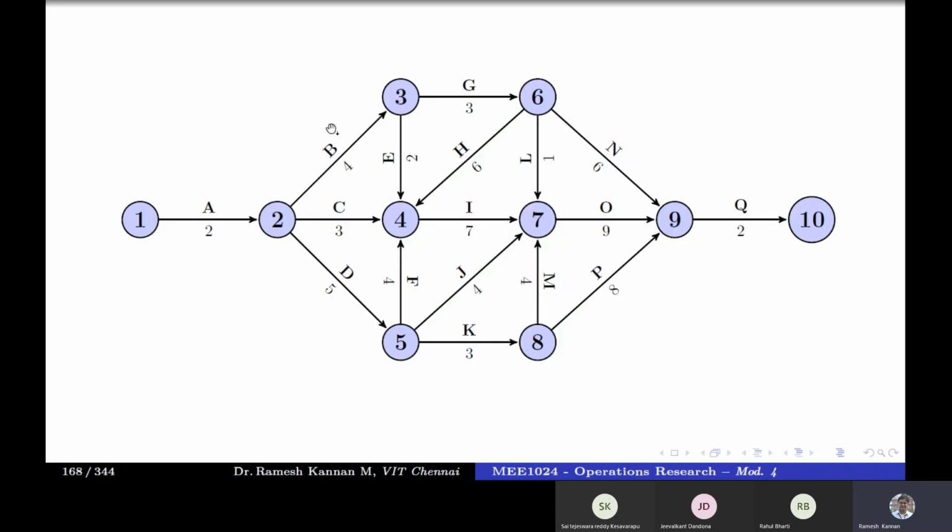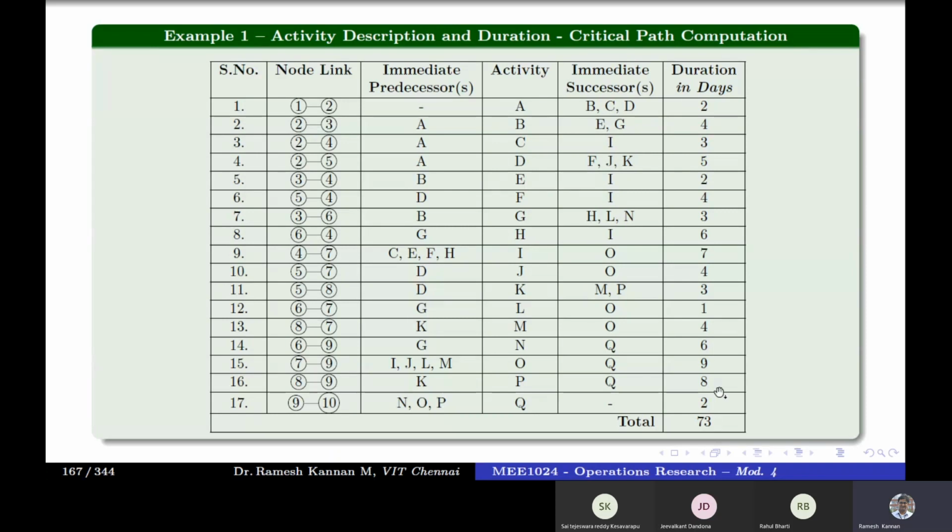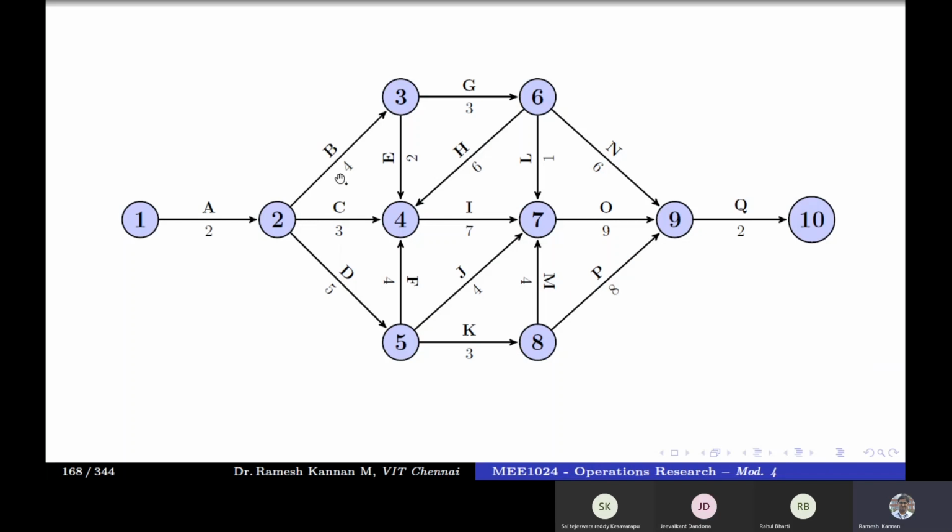So this is our network, and this is an activity on arrow network. Which means that we'll be representing the activity above the arrow, and below that will be the duration of that particular activity. For example, in this case, activity A consumes 2 days. From our given table, the duration of the activities is in days. So this will be 2 days for A, 4 days for B, and so on.